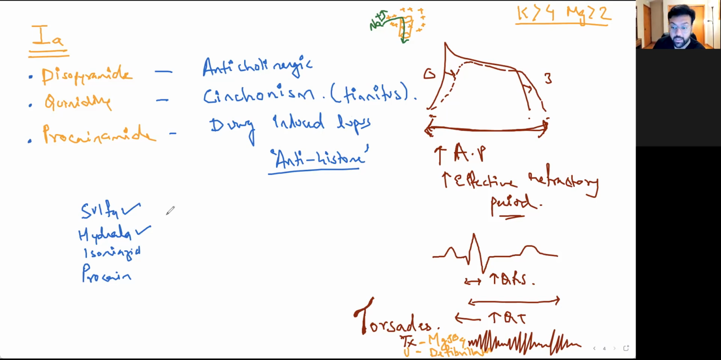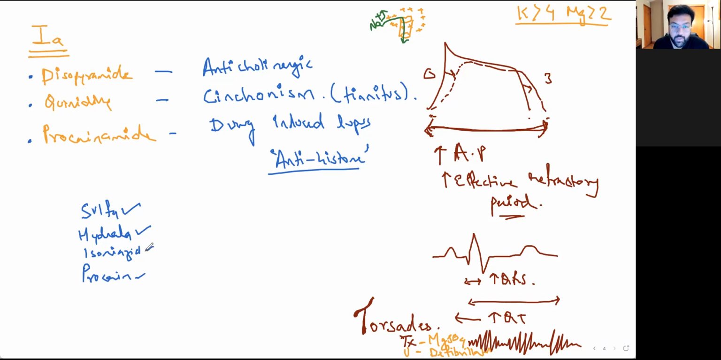Why do we give hydralazine? Hydralazine is an arteriodilator, right? It will reduce the afterload. And the combination of hydralazine and nitrates may decrease the mortality. So many patients will be on hydralazine and isosorbide dinitrate, nitrates. So the hydralazine nitrates combination may decrease mortality.